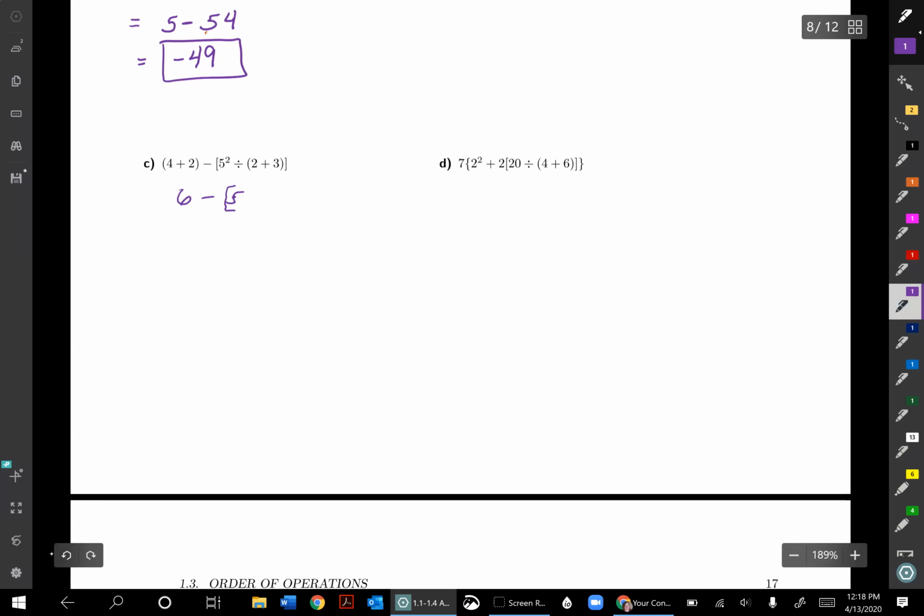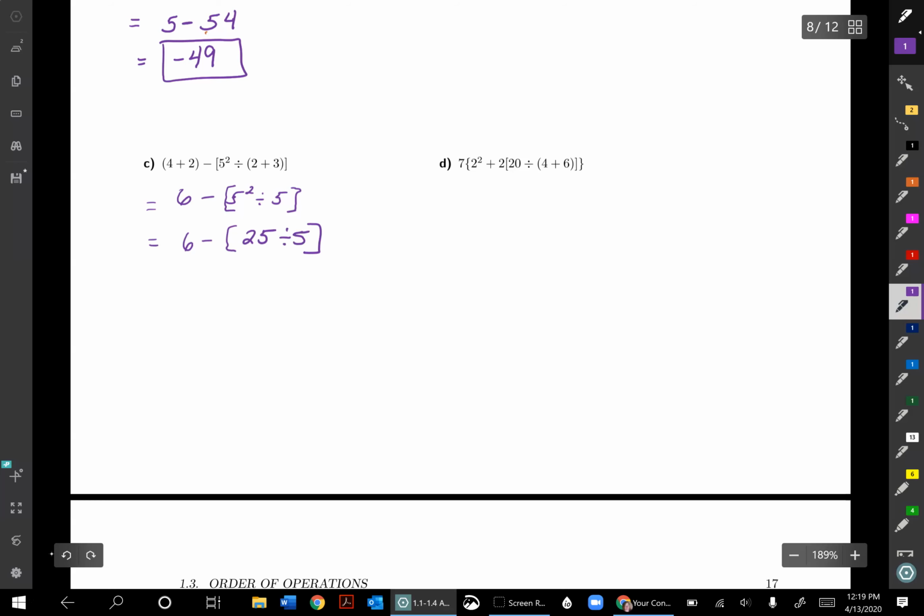So we leave our 5 squared divided by the 2 plus 3, which is going to be 5, and then end brackets. Then we just carry everything down. So that expression equals this expression, 6 minus 5 squared divided by 5, which equals this new expression, 6 minus brackets 5 squared, which would be 25, divided by 5.